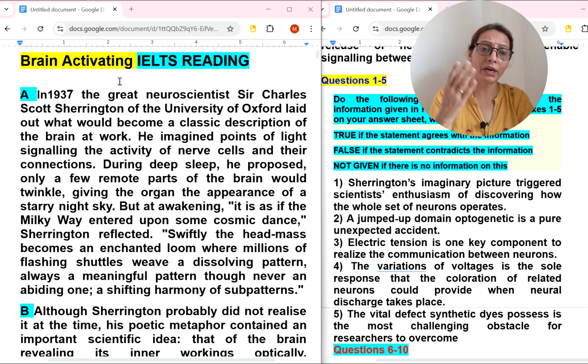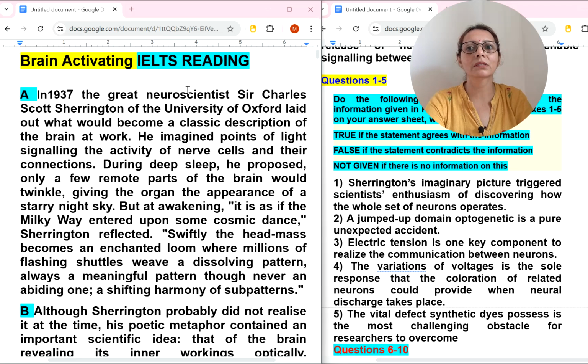Of course, out of 13 or 14 questions, two questions will definitely be difficult. We can leave those questions, or we can guess. We will not leave any question; we can guess in the answer sheet. Okay, let's start this reading.